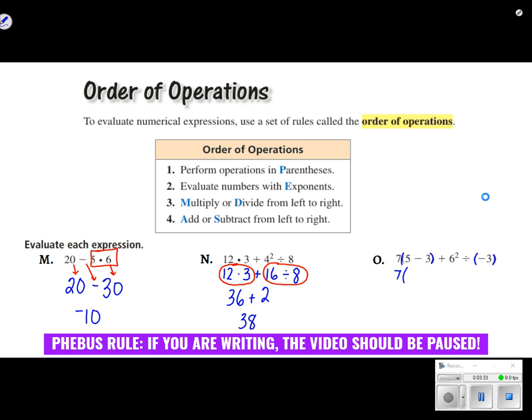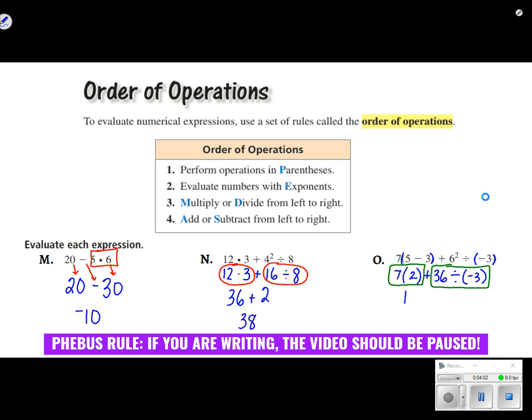So 7 times 5 minus 3 is 2, plus, because we've already taken care of our parentheses and the 6 squared is kind of on its own, you could go ahead and convert that to a 36, but probably try not to do too many things all at the same time. I can do my multiplication here. I can also do my division here and then do my addition.